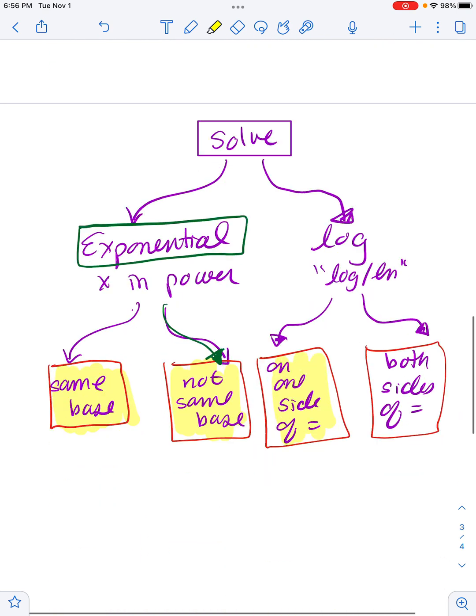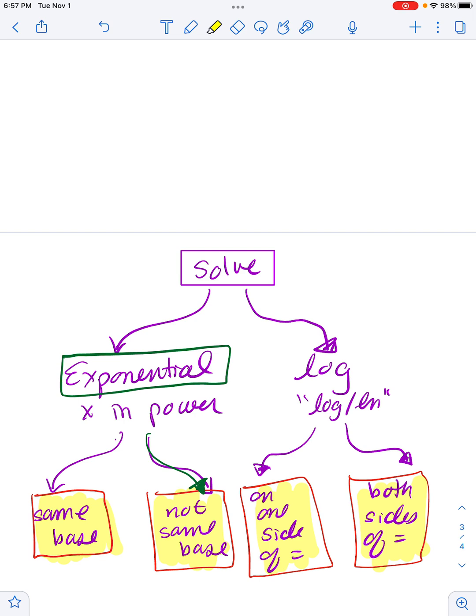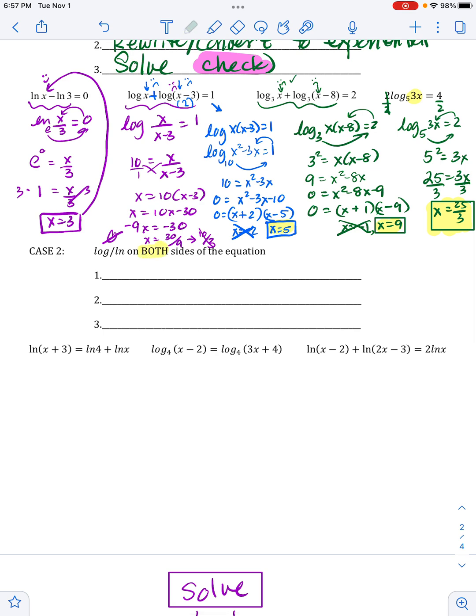All right, last case is what if you have them on both sides? And this looks really complicated, but it actually usually turns out to be the easiest of all of the kinds to solve. You're like, okay, I can see with my eyeballs that there are logs on both sides. So what I'm going to do is go ahead and condense again on each side. So I'll have one log on the left side and one log on the right side. And since I have them on both sides, at that point, I can cancel out the log or the ln. And then you just solve whatever problem remains.